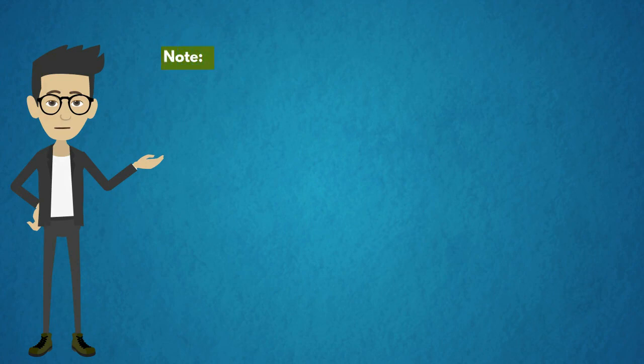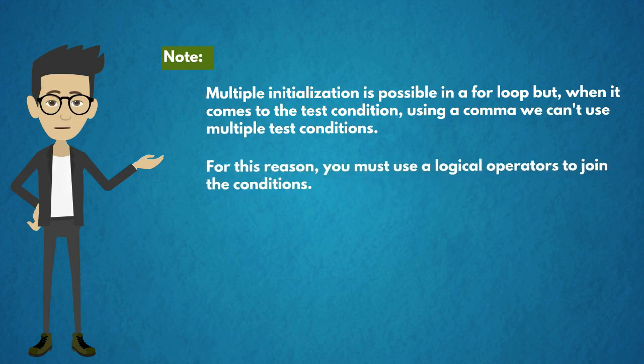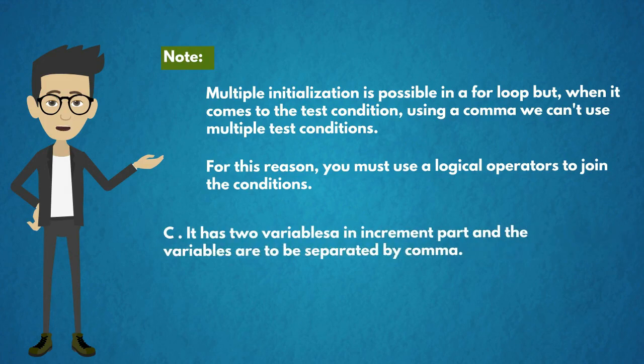The note point is, as in the previous slide, we analyzed that multiple initialization is possible in a for loop, but when it comes to the test condition, using a comma we can't use multiple test conditions. For this reason, you must use logical operators to join the conditions. In the previous example, we have used the AND operator. It has two variables in the increment part and the variables are to be separated by comma.